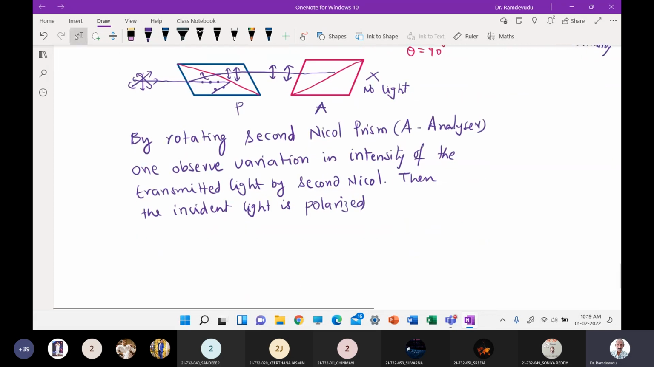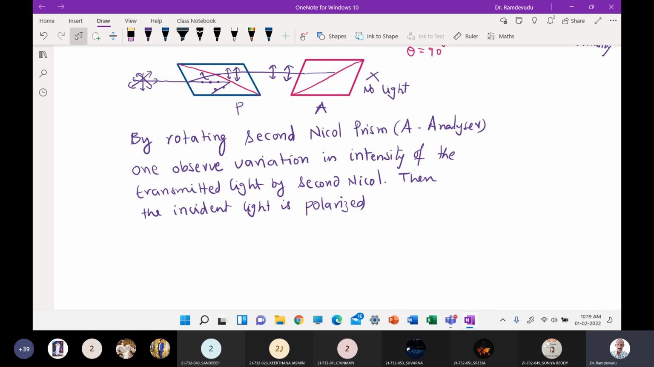Thereby, you can check whether the incident light is polarized or not with the help of the second Nicol, which we call the analyzer. If you turn the analyzer by 360 degrees, or 180 degrees is sufficient, then when the optic axis is parallel to the first Nicol, called the polarizer, you'll get light. If they are perpendicular, you don't get light. In between, the light intensity varies as I equals I naught cos squared theta.